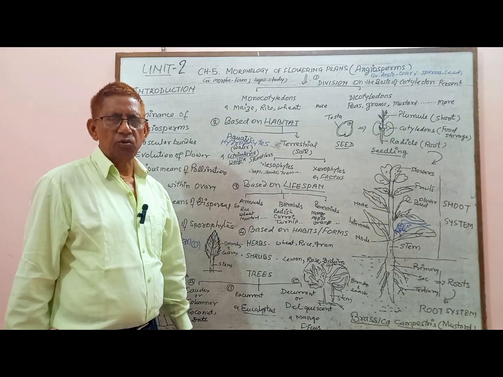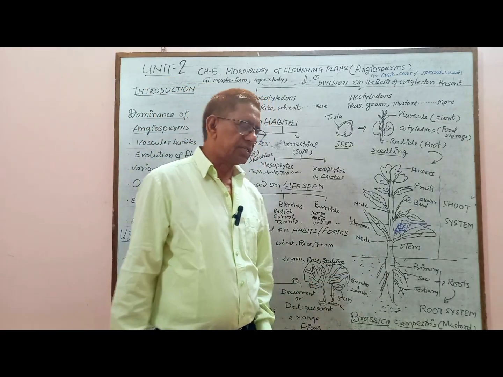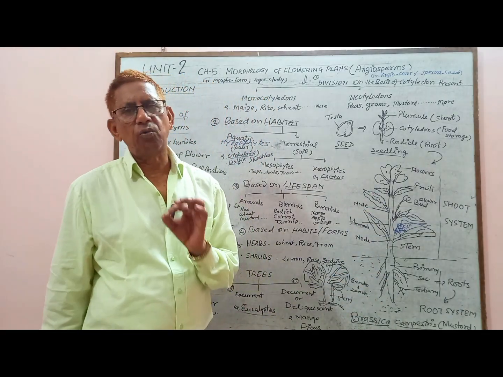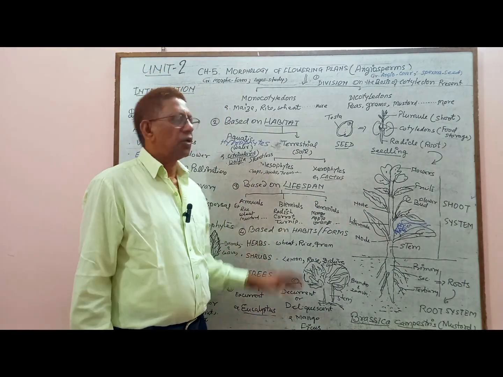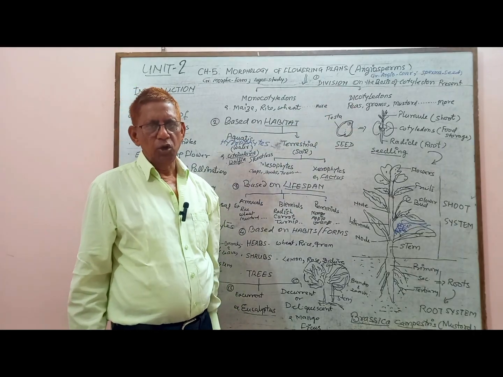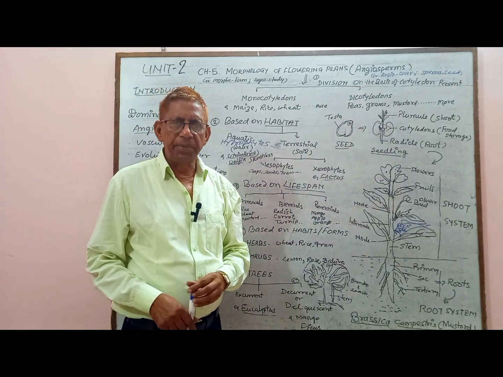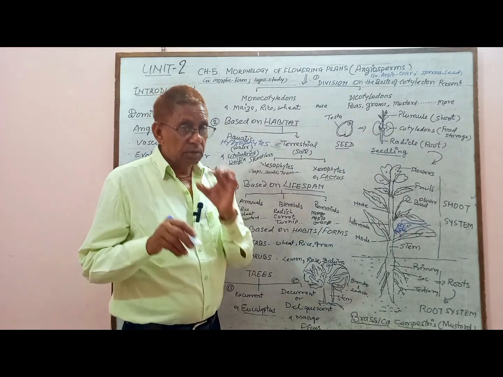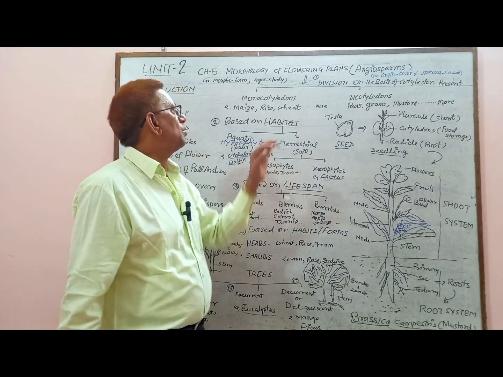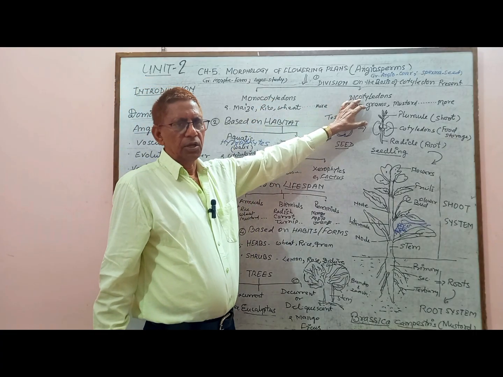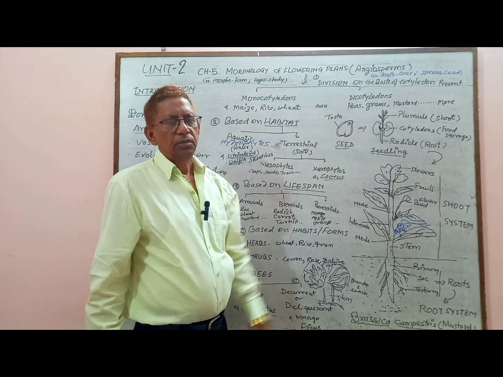Now, how do we study this group? Before coming to the particular morphological and anatomical structure, I want to highlight the various divisions or classification of angiosperms. As I told you, on the basis of the number of cotyledons, this group is divided into two major groups: monocotyledons and dicotyledons, in short monocot and dicot.